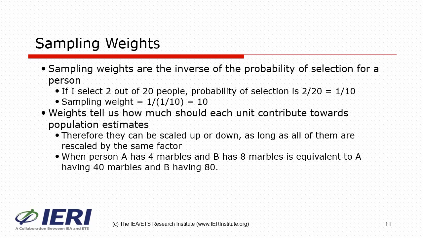So the weights tell us how much each unit should contribute towards the population estimates. Therefore, they can be scaled up or down as long as all of them are rescaled by the same factor. In other words, when person A has 4 marbles and B has 8 marbles, this is equivalent to A having 40 marbles and B having 80 marbles: B having twice as many marbles as A, or contributing twice as much as A.